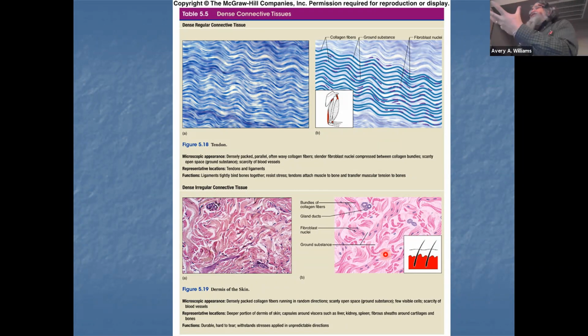And then you could have capsules around other organs. Like we'll see when we get to these organs, we'll talk about them. But it's just fibrous capsules, or like the submucosal regions or parts of the lamina propria and that sort of thing. So there you go. There's that.